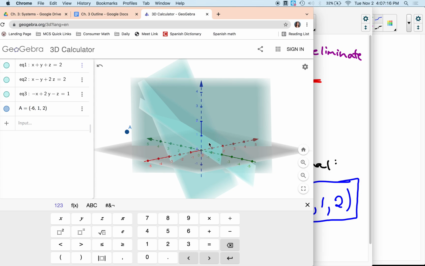So that's an example of a system in 3 variables with exactly 1 solution. Tune into the next video for infinitely many solutions and no solution.